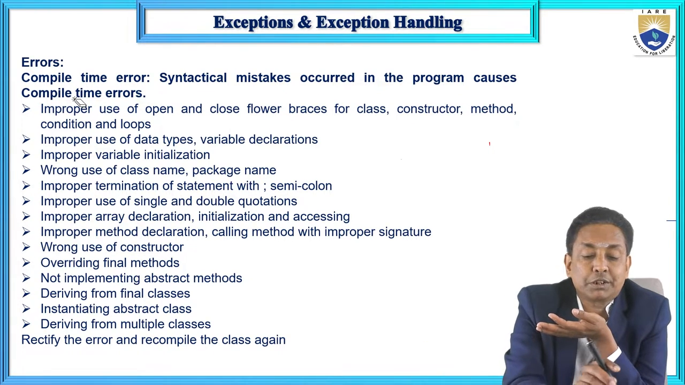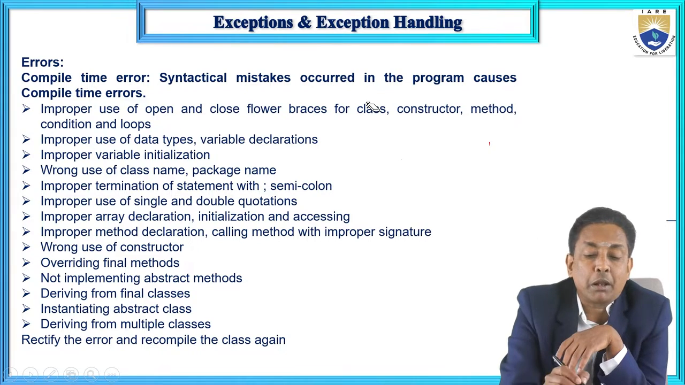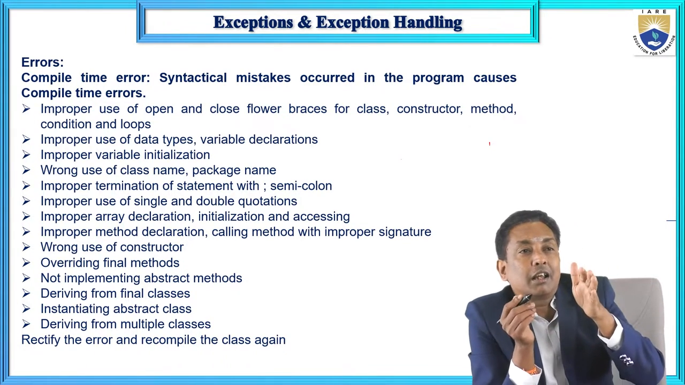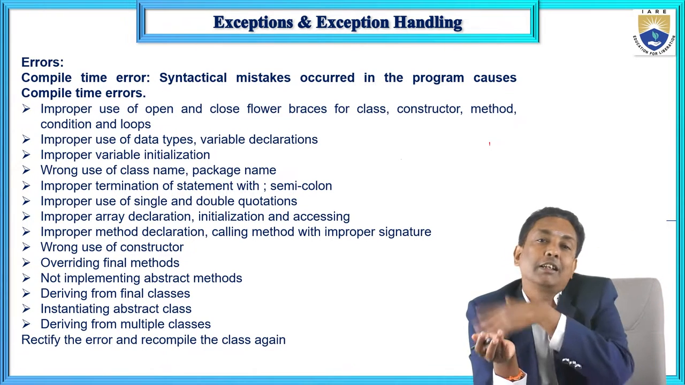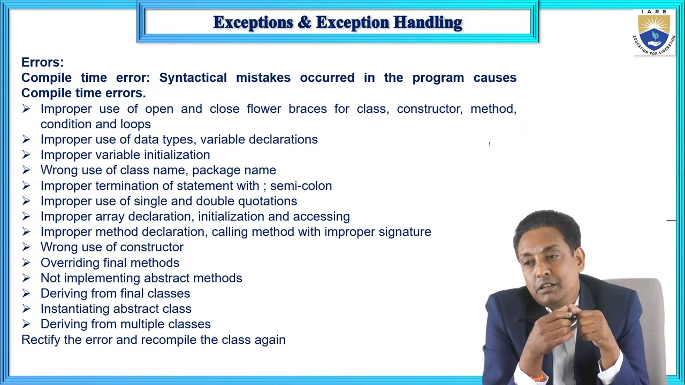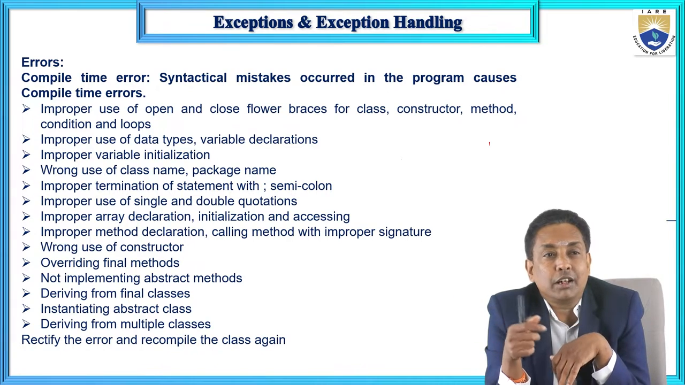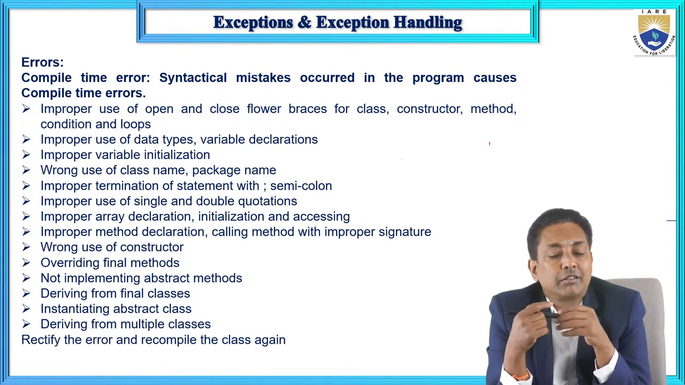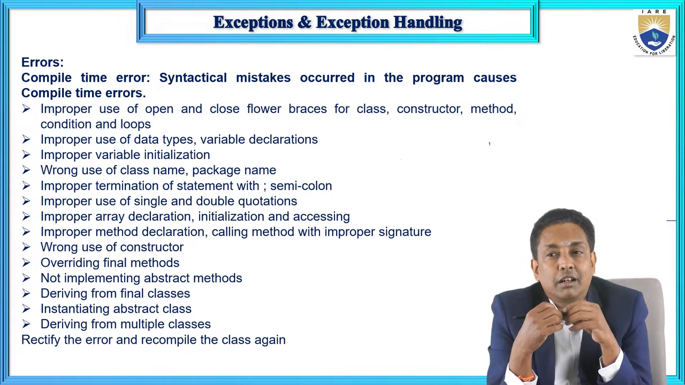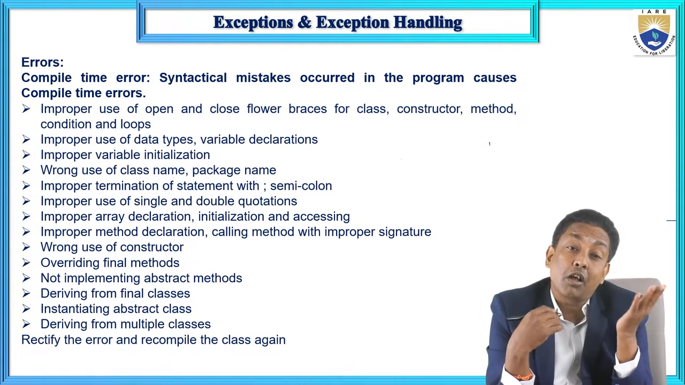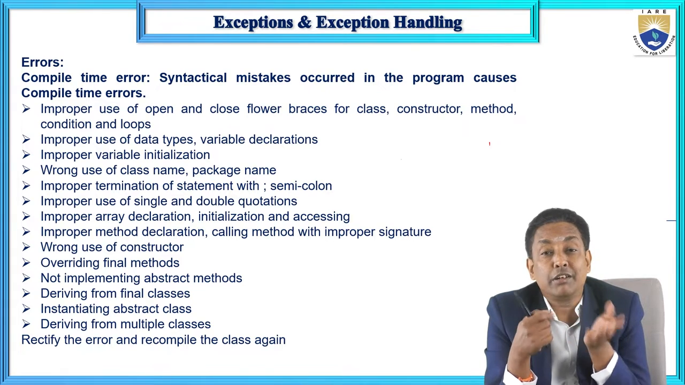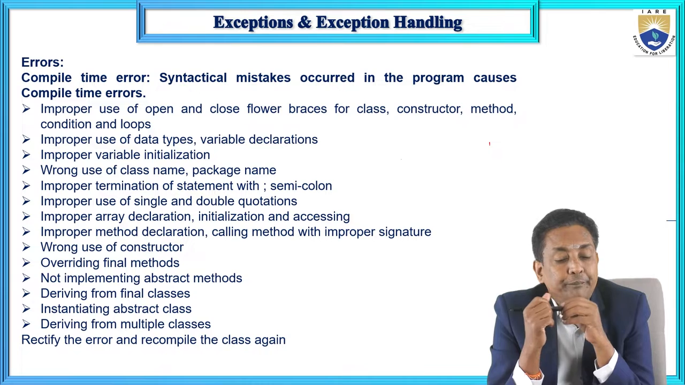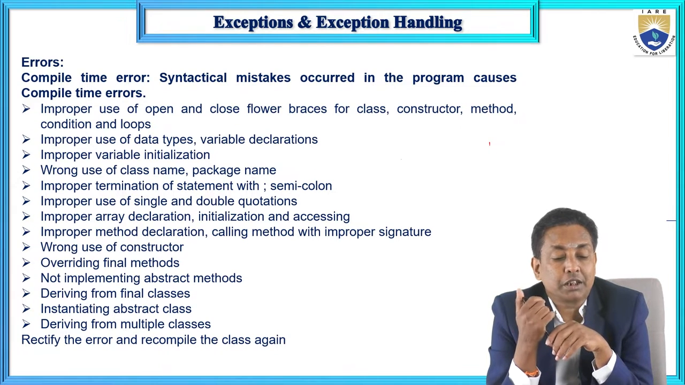Improper use of data types and variable declarations. You declare a variable of one type and assign a value of a different type. If you declare a double variable and assign a boolean value, or declare a boolean variable and assign a character, this is wrong. If you declare a long variable and assign an integer value, it's okay. If you declare an int variable and assign a long value, again it's a compilation error.